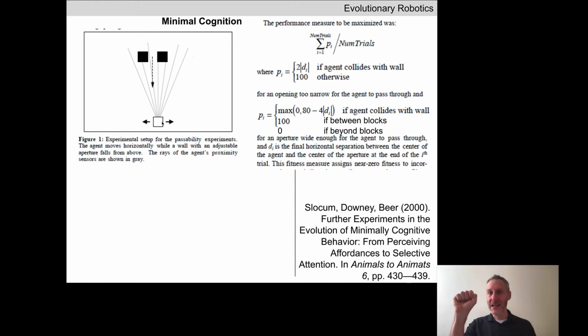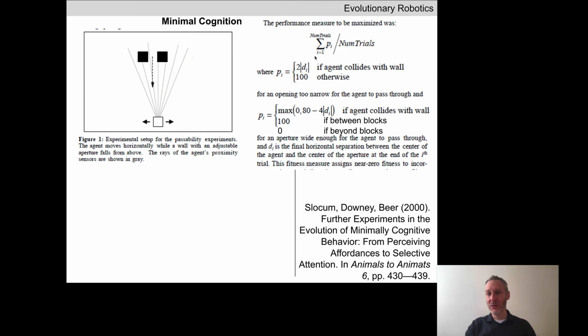We're going to actually take each CTRNN in the population and drop it into the agent num trials times. We're going to evaluate each agent multiple times. In each of these trials, we're going to drop pairs of objects that are further or closer together. And we're going to drop them from different horizontal positions at the top of the screen.